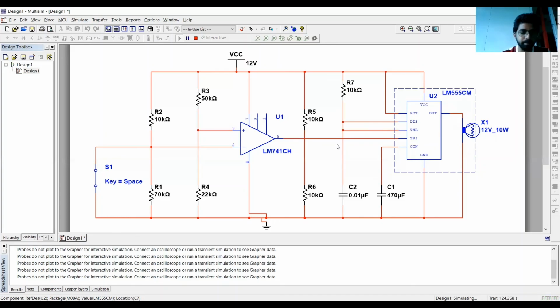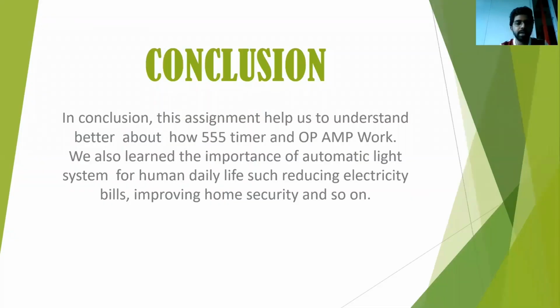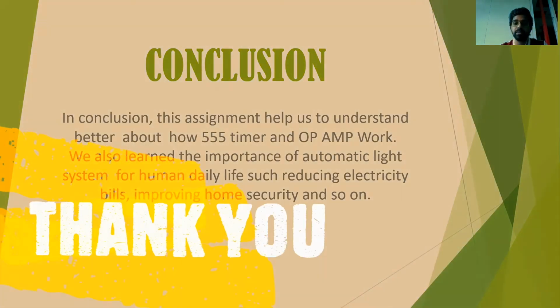In conclusion, this assignment helped us to better understand how the 555 timer and op-amp work. We also learned the importance of an automatic light system for human daily life, such as reducing electricity bills, improving home security, and so on. So our objective is achieved.